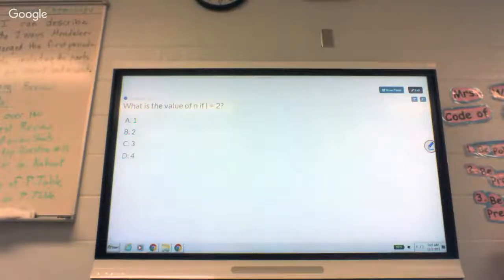Alright, what's the n value if l equals 2? The value of n if l equals 2. Well, I'll ask you something after we go to the answer. Then I'm going to see if you figured out another thing and made a connection. And then you're going to go, Ms. Hall, why did you tell us this before? That's literally the whole day.